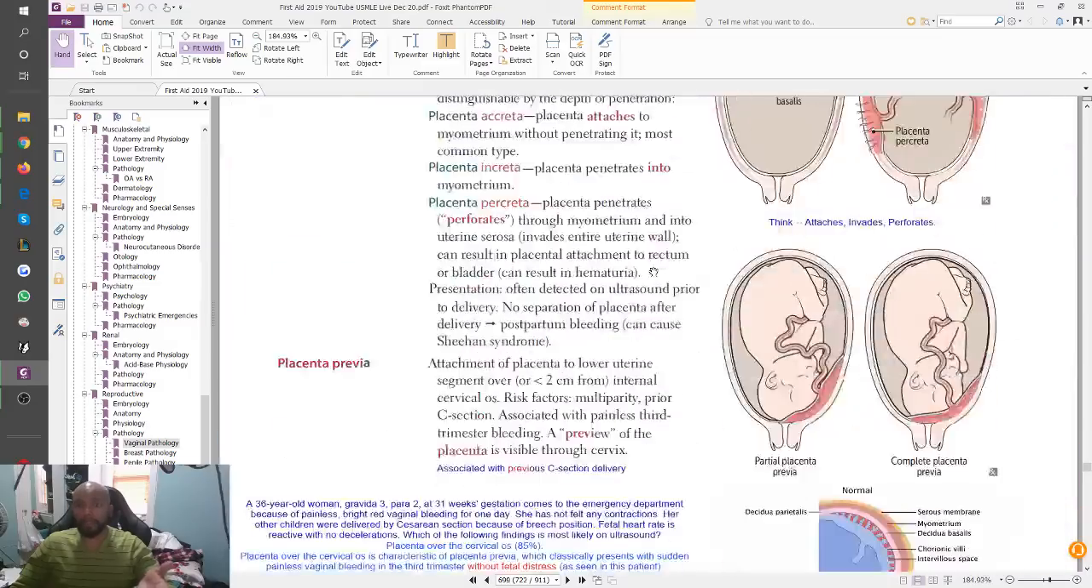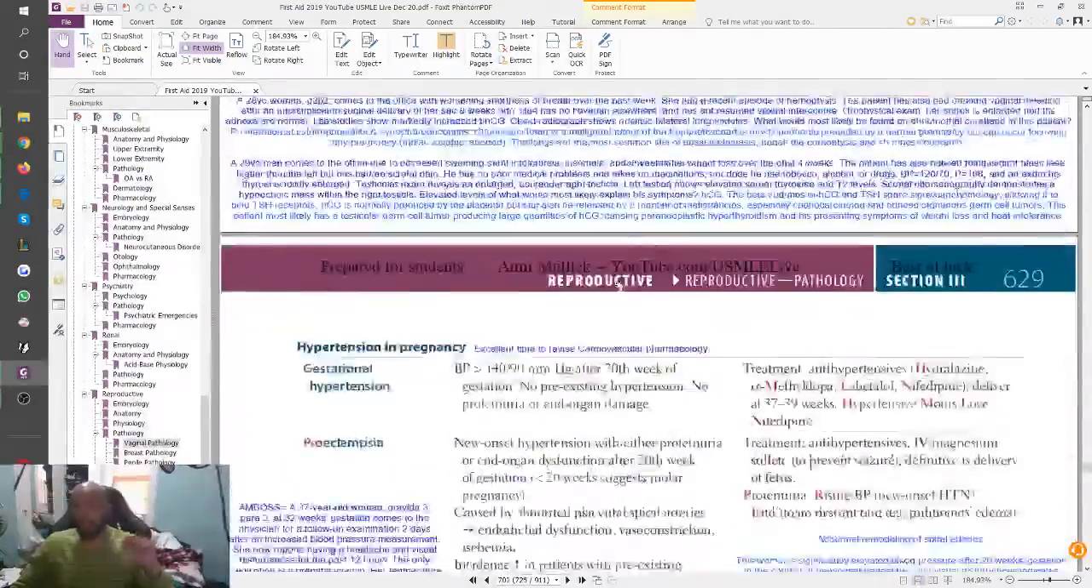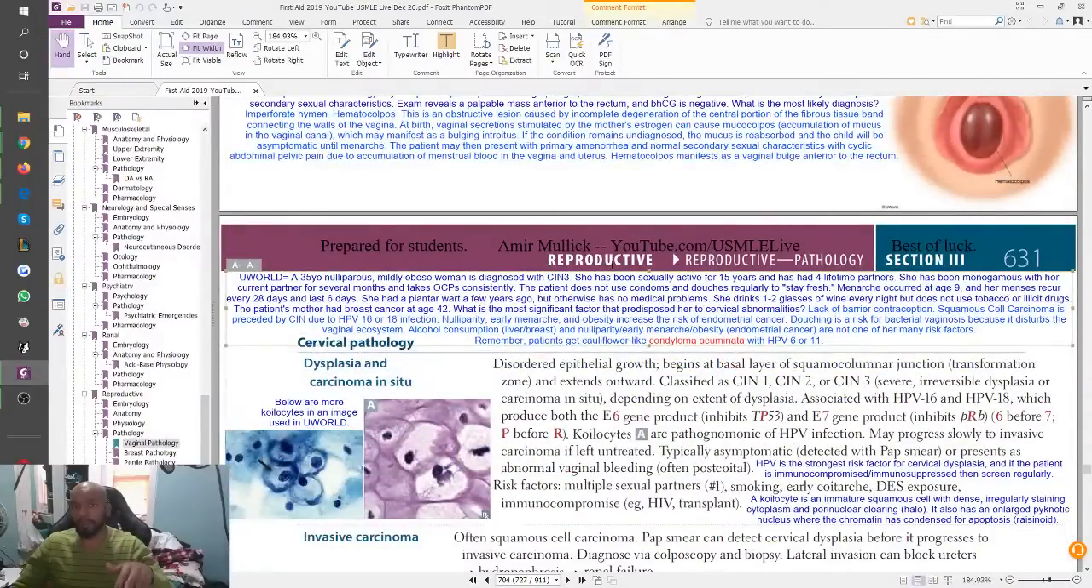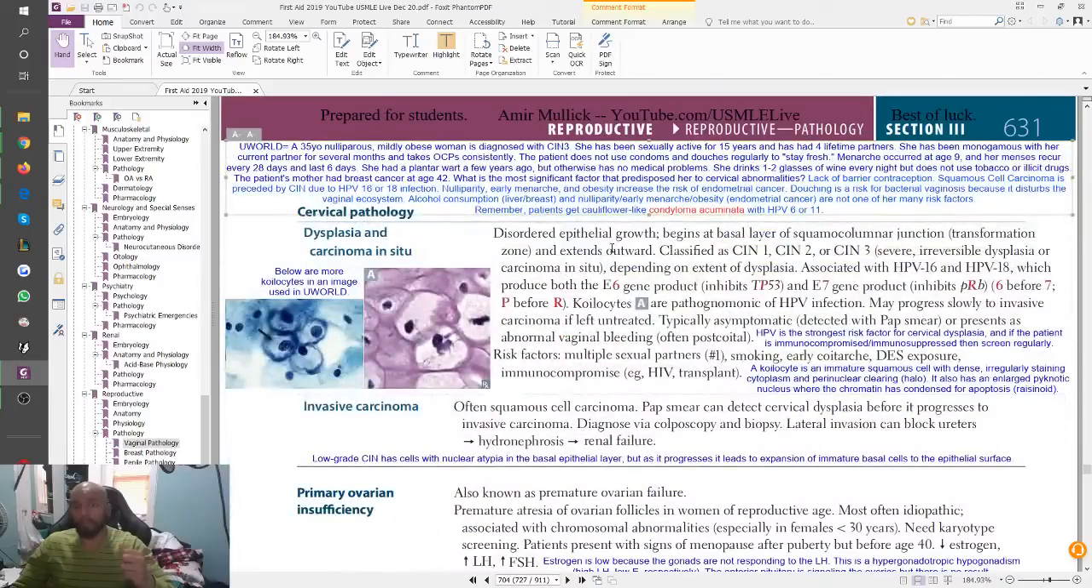And that's because when you douche regularly to stay fresh or something, you kind of destroy the normal pH and the normal ecosystem of your vagina, which increases the risk of you getting bacterial infections, but not CIN. And then alcohol consumption and nulliparity or early menarche, obesity are not one of her many risk factors.